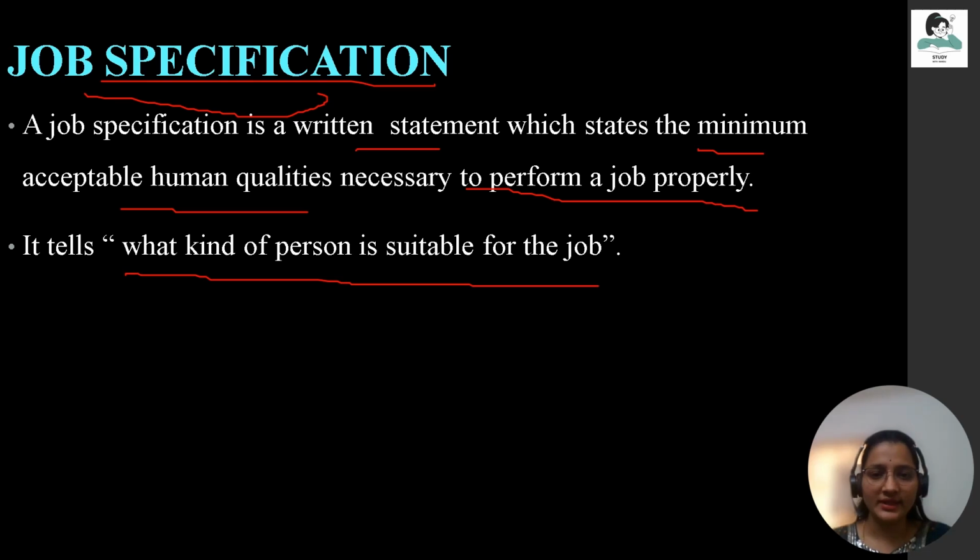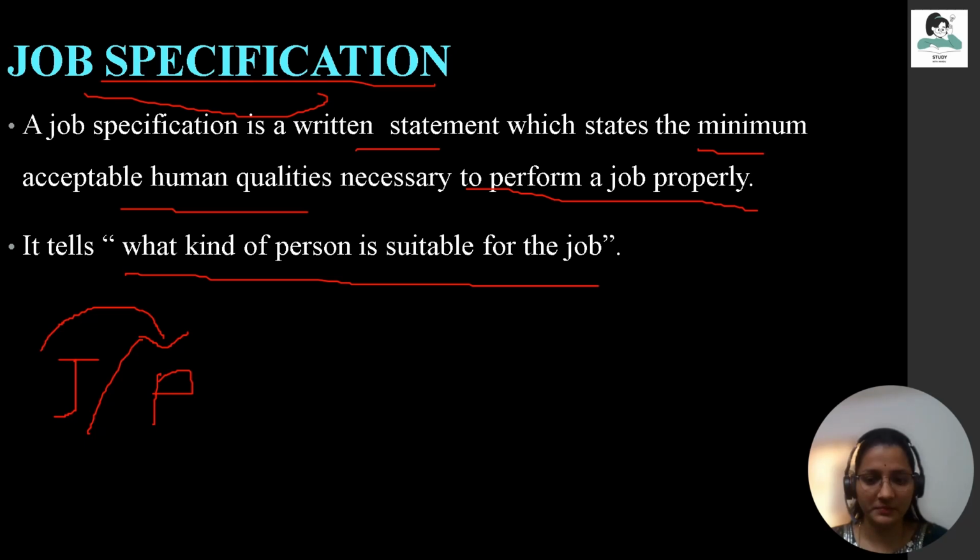So job specification is a statement that tells us the qualities, skills, qualification, and experience a person must have to do a particular job effectively, right? So that means what kind of person is suitable for the job. So it focuses on the person, not only on the job, right? So job description only talks about job details, okay? But job specification talks about the person, okay? What kind of person is needed to perform this job?